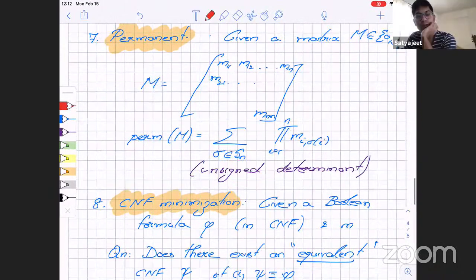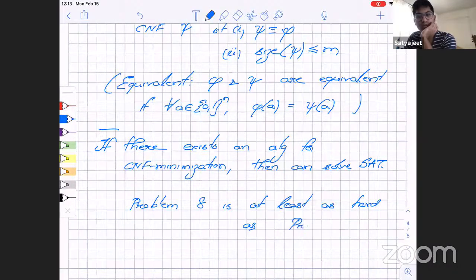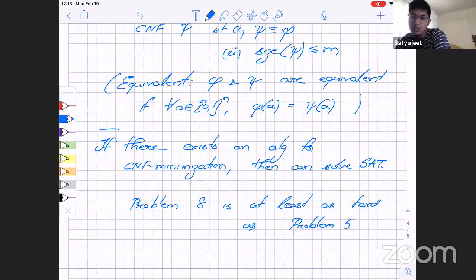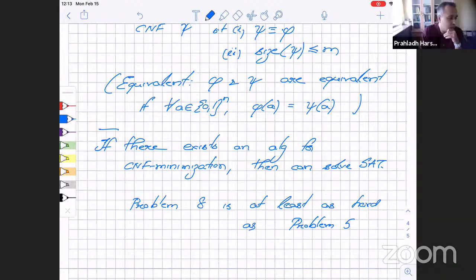If this m is like n times 2 to the n, then it would be easy to come up with this psi, right? If m is 2 to the n, yeah, if m is large enough, but the point is m is also part of your input. So m is part of the input.